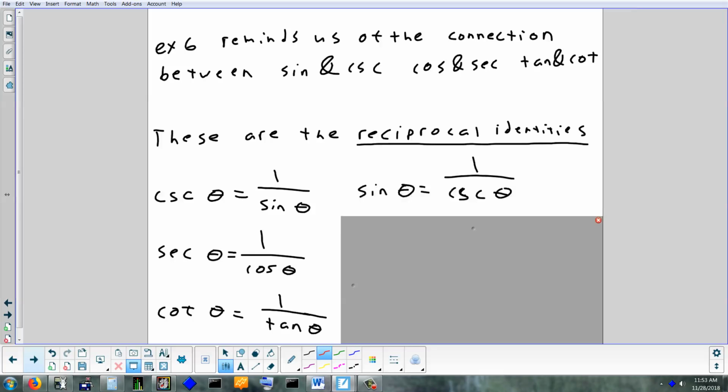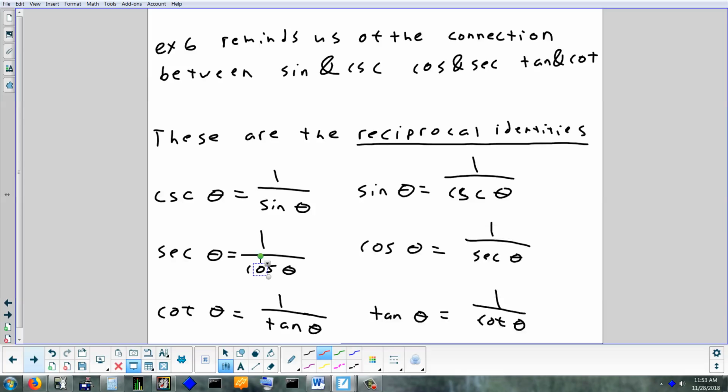What if you flip the secant? You would get the cosine. And what if you flip the cotangent? You'd get the tangent. The three on the left are really the main identities. The three on the right are just different versions of the ones on the left.